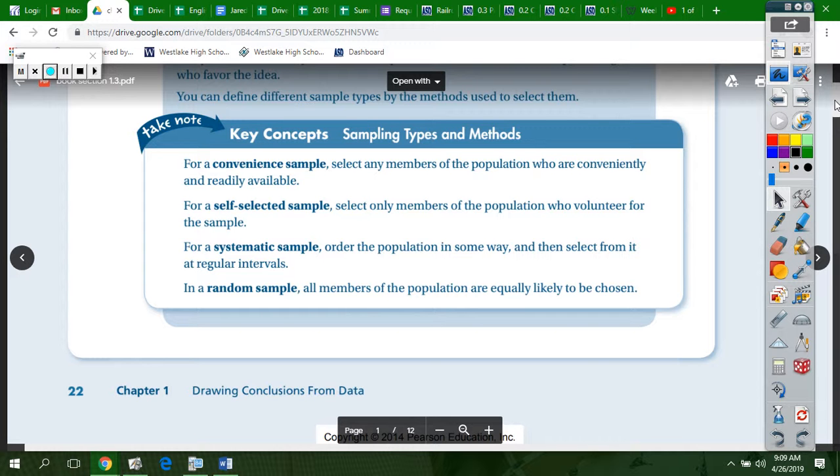Anybody heard the word bias? Okay, what does bias mean, Stoner, since you're actually participating today? Yeah, okay. As somebody said, they might have a prejudice against the other side or something of that case, right? A bias is something that could skew your data.